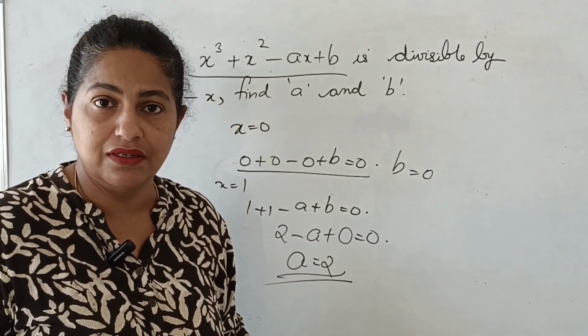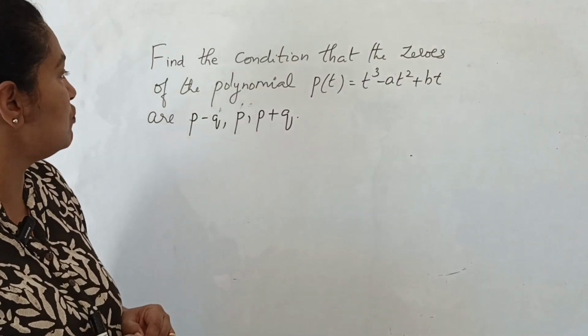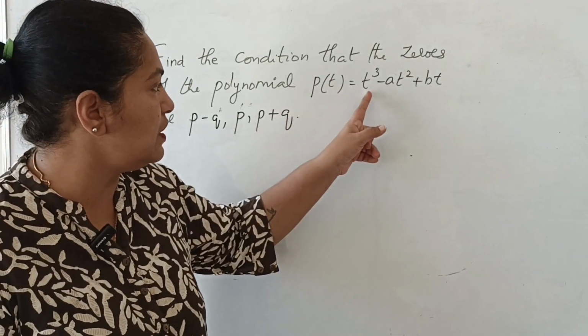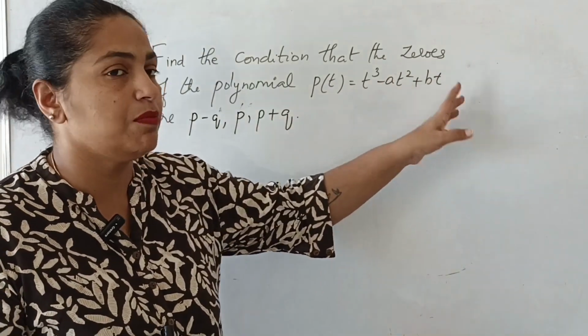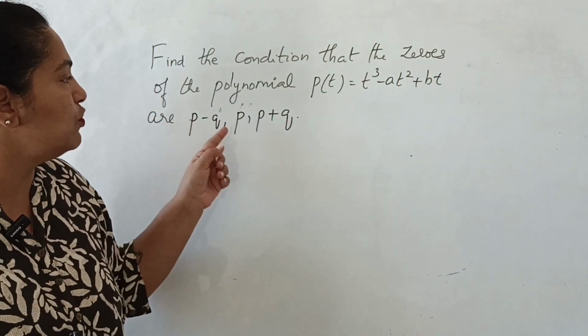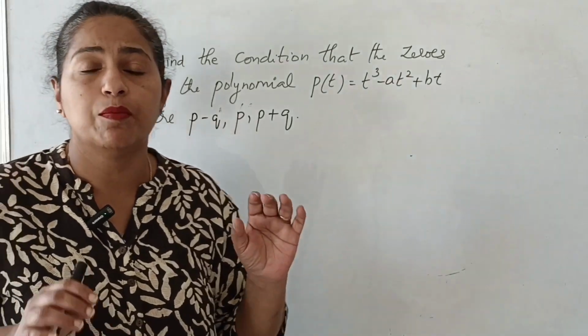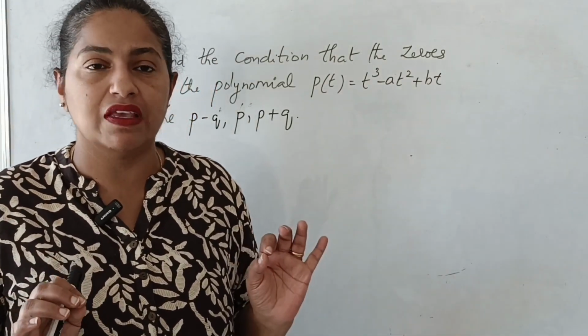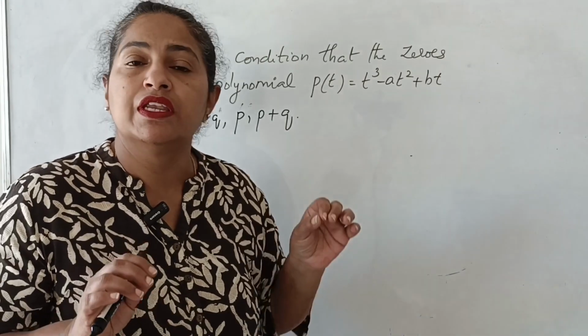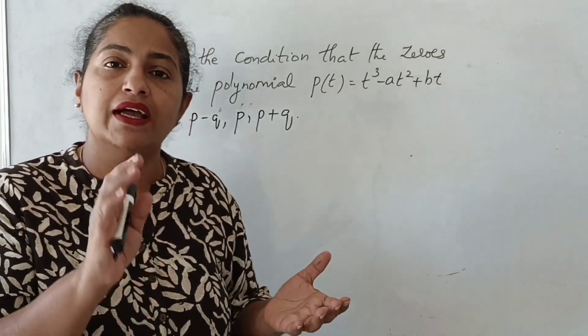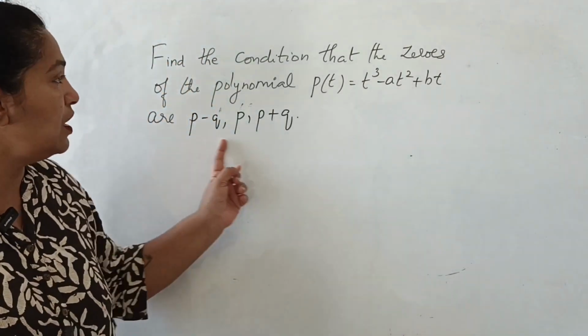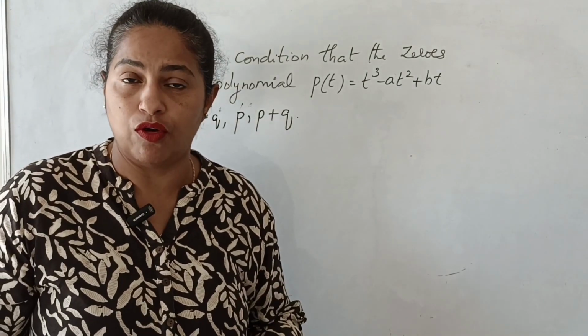Clear? Find the condition that the zeros of the polynomial p of t is equal to t cube minus at square plus bt are p minus q, p and p plus q. So a polynomial in terms of t is given to us. This one, we need to find the condition so that the zeros are of this particular form.